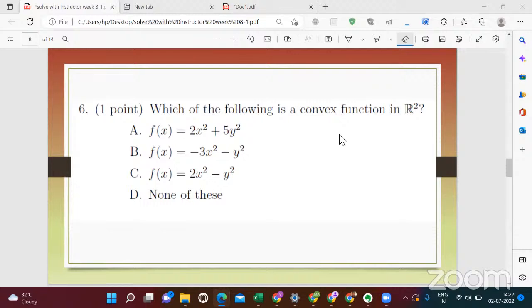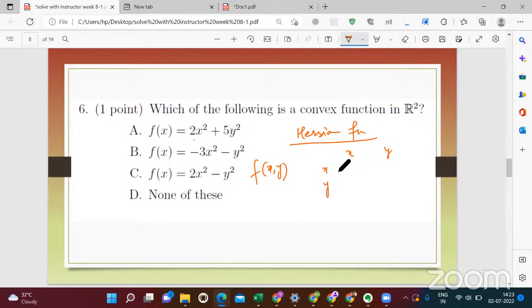Yeah, A is correct, because we can take the Hessian. So how do we generally calculate the Hessian matrix? For example, this is a function in the form of f of x, y, right? So you can just write x, y here and x, y here.